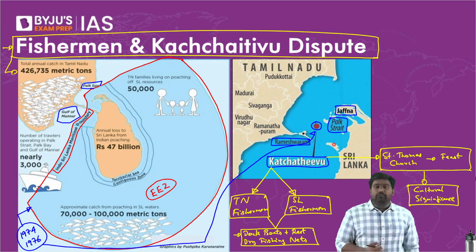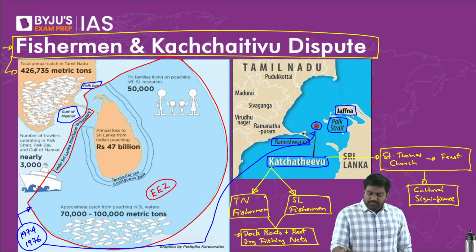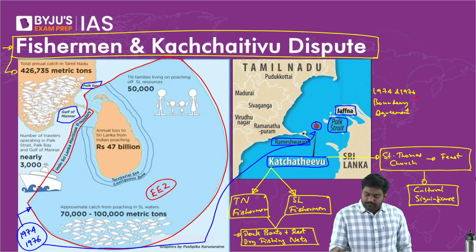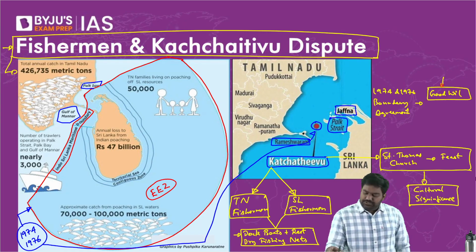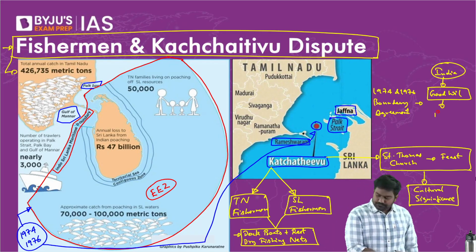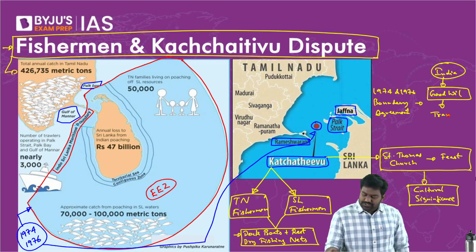But in 1974 and 76, when we signed these boundary agreements, out of goodwill to maintain good friendly relations, India had transferred Kachativu to Sri Lanka. Please make a note of this. We had transferred Kachativu Island to Sri Lanka and it came under Sri Lankan sovereignty.